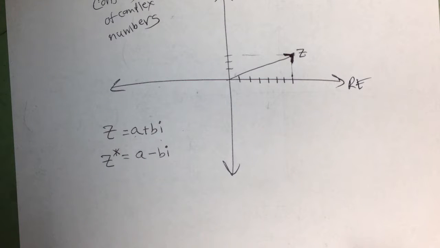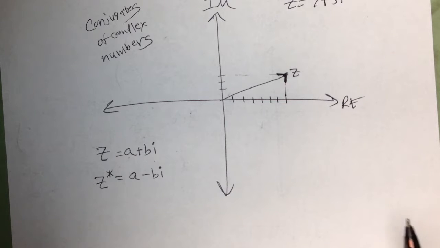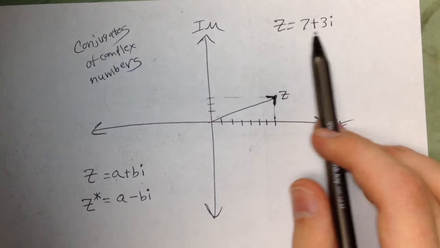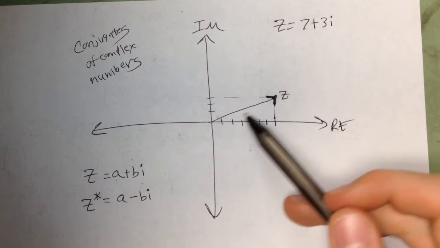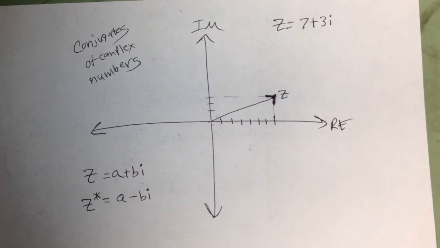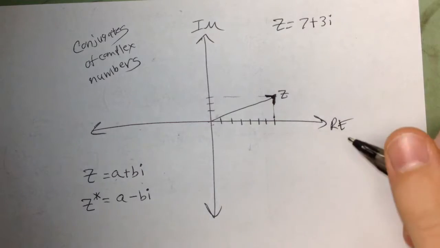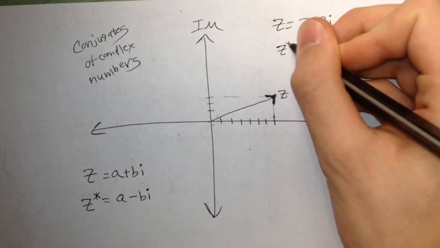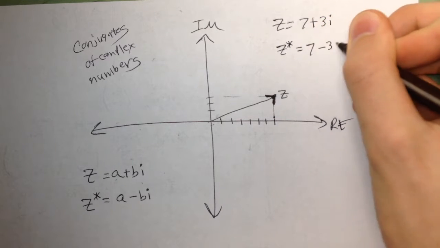This video is basically just designed to give you a brief introduction to conjugates and show you what they look like graphically. So here I have one complex number, z equals 7 plus 3i, and I plotted it on the complex plane, and all we're going to do is find the conjugate and then plot that on the plane as well. And so we know that the conjugate of z is going to equal 7 minus 3i.